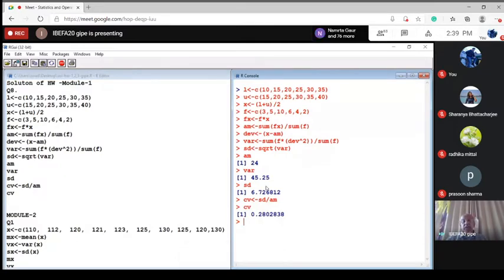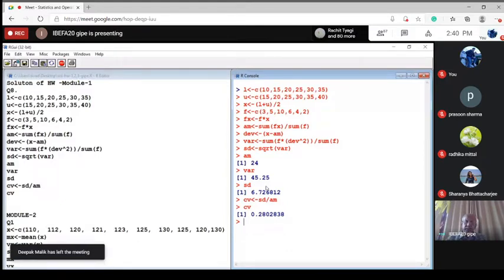0.280838. If you multiply, you will get percentage coefficient of variation. So my answers are 24, 45.25, 6.726812, and 0.280838, the answers of question number 8. Any question? It is a repetition of 7.